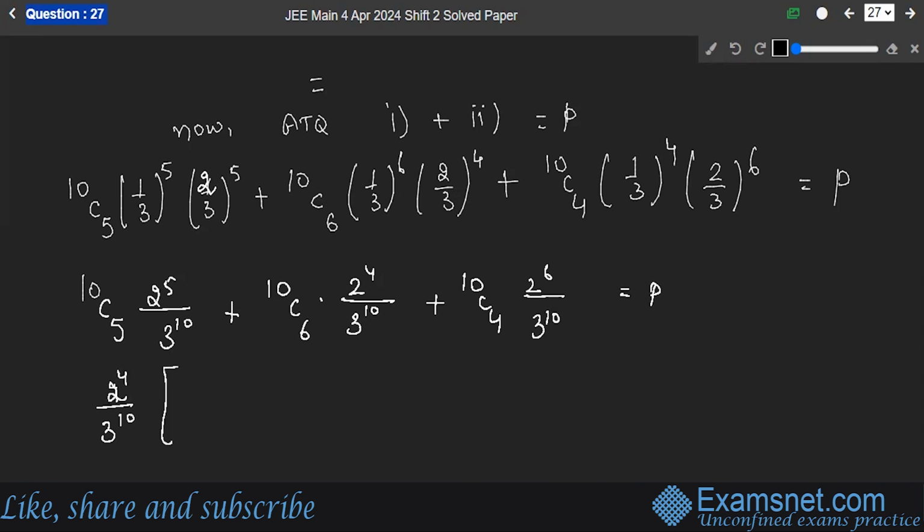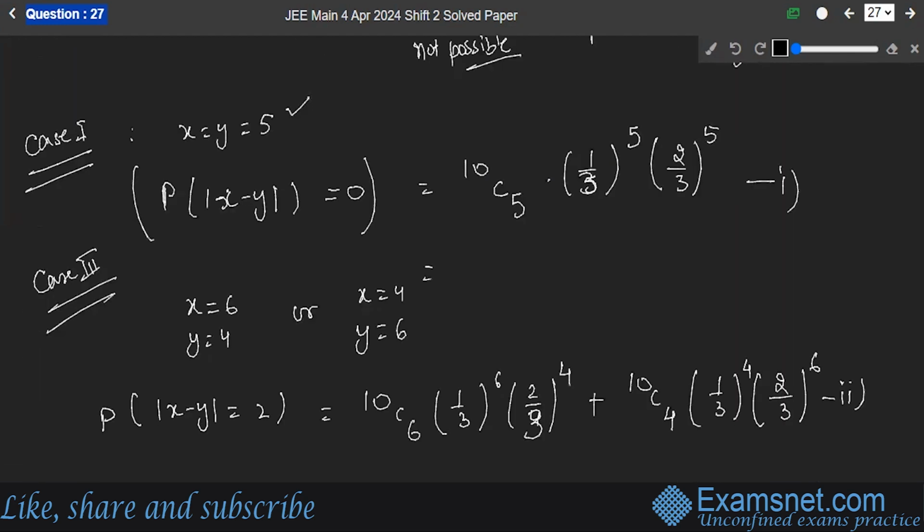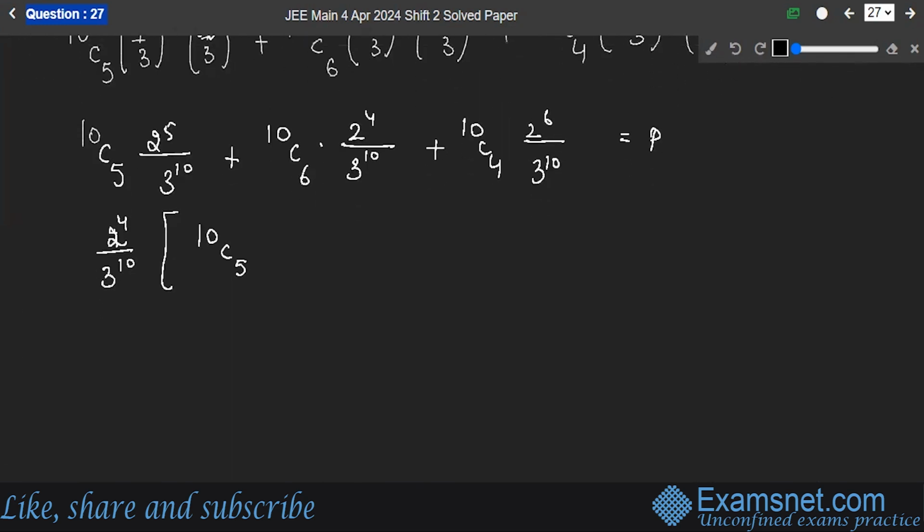Okay, so this will give me 10C5. I have to find out 3 power 9 P. Okay, so this is 10C5 into 2 plus 10C6 into 1, plus 10C4 into 4. This is equal to P. Or what is 10C5 equal to? Let's solve this now.